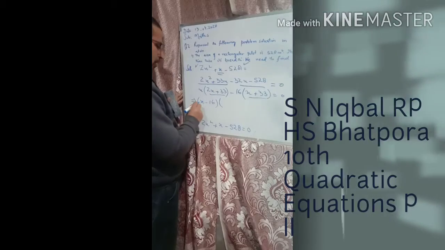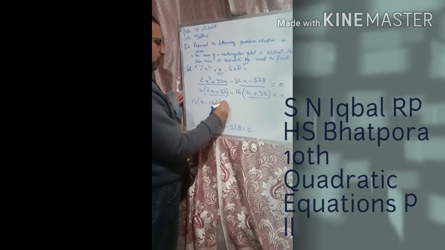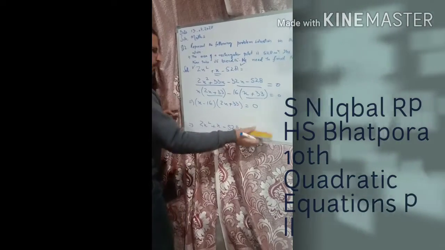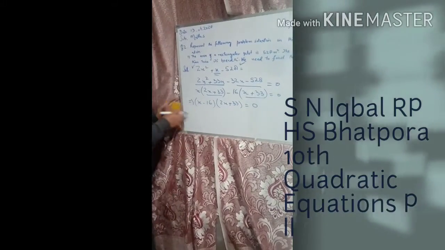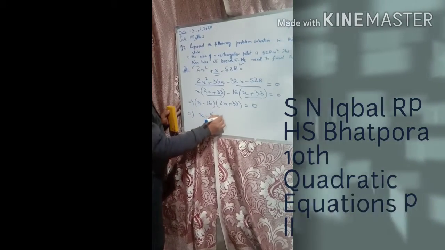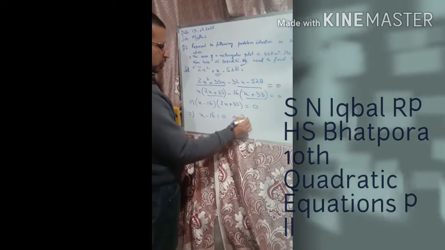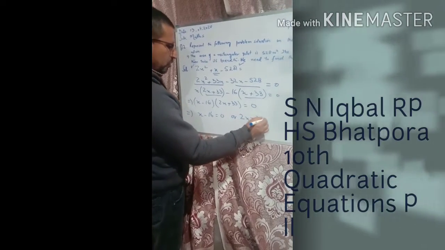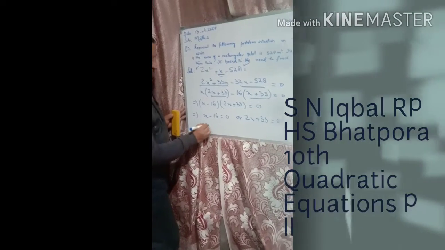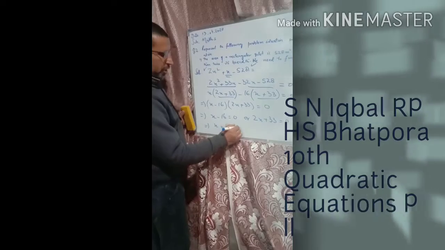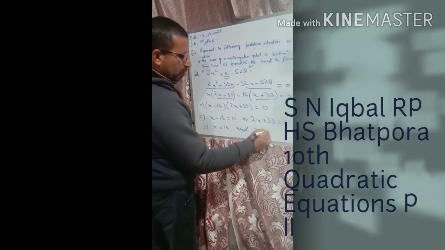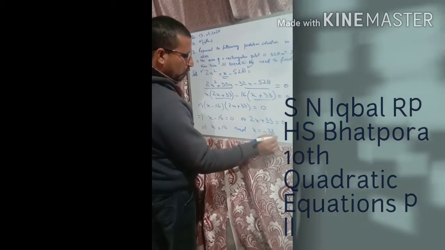It would be x minus 16 into 2x plus 33 is equal to 0, which implies that x minus 16 is equal to 0 or 2x plus 33 is equal to 0, which implies that x is equal to 16 and here x would be equal to minus 33 by 2.